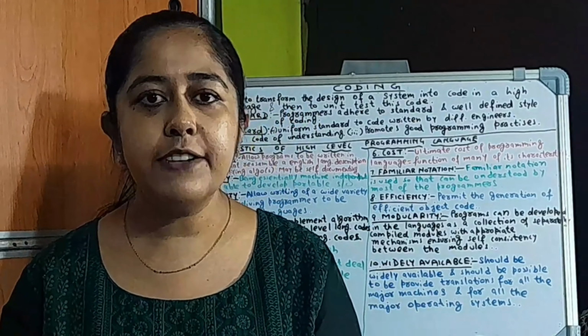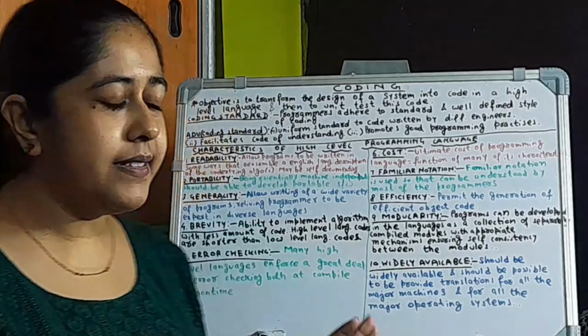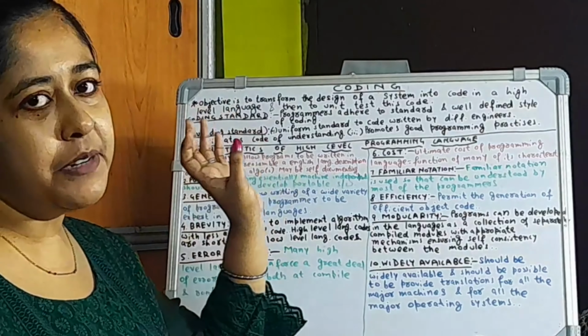It allows the programs to be written in ways that resemble the English language description of the underlying algorithm. Since the algorithm is in English, our code should obviously be in basic English so that it can be understood by every person who is writing the code. So basic English language should be there. This is the main point of readability.